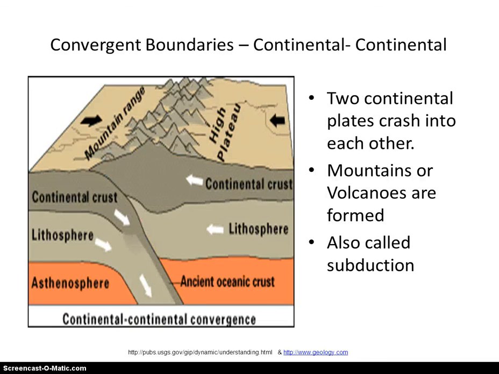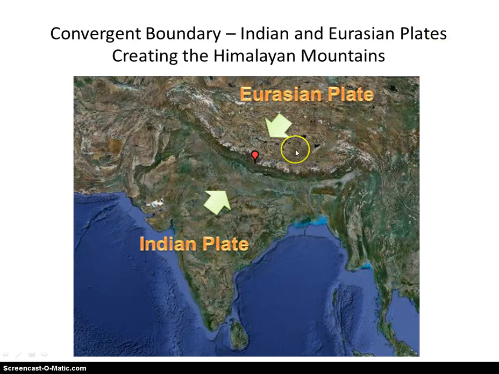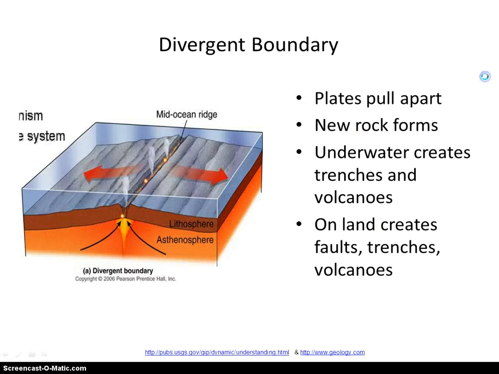The last type of convergent boundary is continental. When two plates crash into each other, it's very similar to a car crash, and it creates mountains as a result. Volcanoes can also form in those situations as well. This is where you get that subduction. Here's a visual of that happening. These two plates come together. This plate is actually sinking beneath this plate. So eventually India will be gone.